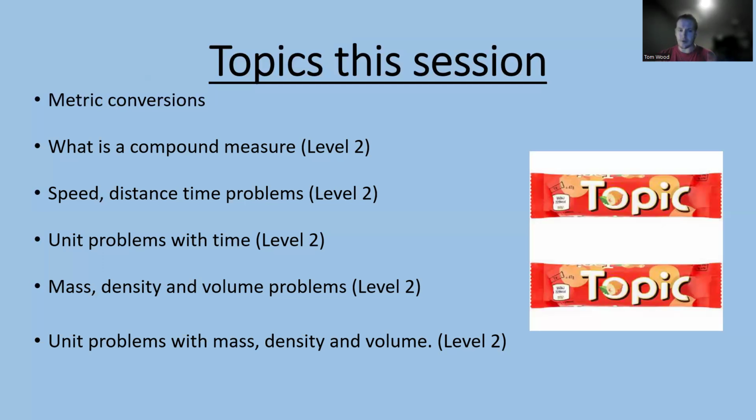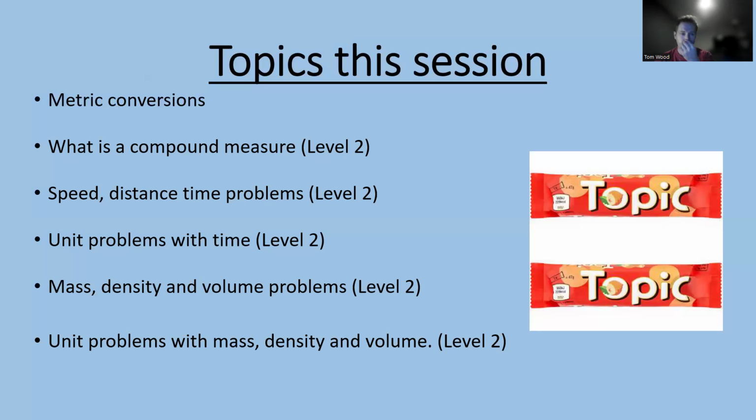We're then going to move on, and all of the following topics are only for level 2 learners. Okay, so we're going to talk about what a compound measure is, and we're going to look at the most common of these, which is our speed, distance, time problems. So on the exam paper, this is not a core topic, so it might pop up, it might not. It's not guaranteed like our percentages, fractions, ratio. It might not pop up, okay?